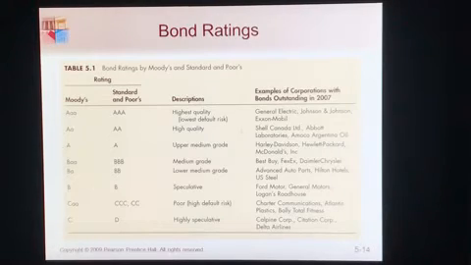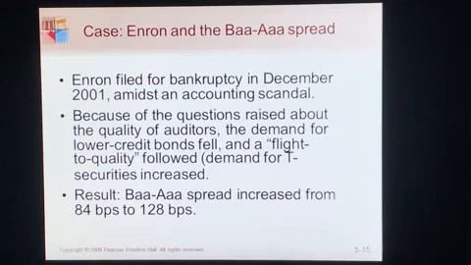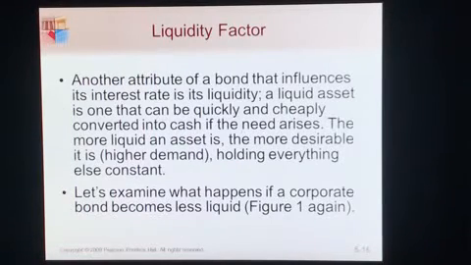For example, the D category of Standard and Poor's is highly speculative, and the C category of Moody's is highly speculative. The bonds of Calpine Corporation, Citation Corporation and Delta Airlines are basically categorized under this category. Their bonds are highly risky. They are highly speculative. Here is a case from Enron and the BAA and AAA spread. You can go through this case by yourself to have a clearer understanding.